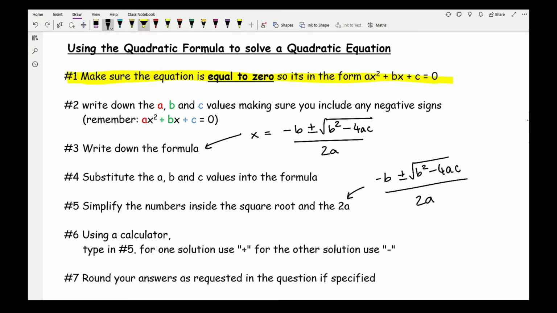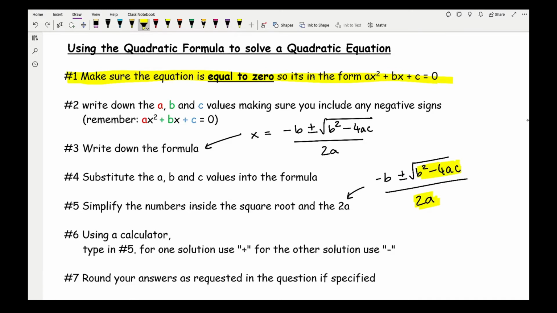this here. Now, what step 5 is telling you to do is, without using a calculator, see if you can simplify this expression that's inside the square root and simplify the 2a. And again, I'll go through what I mean by that if that makes absolutely no sense.